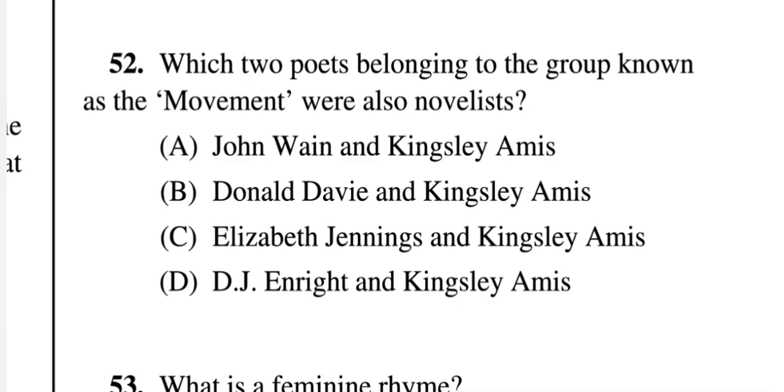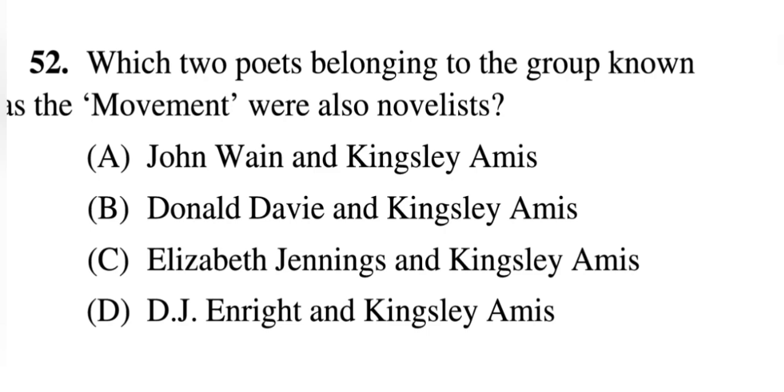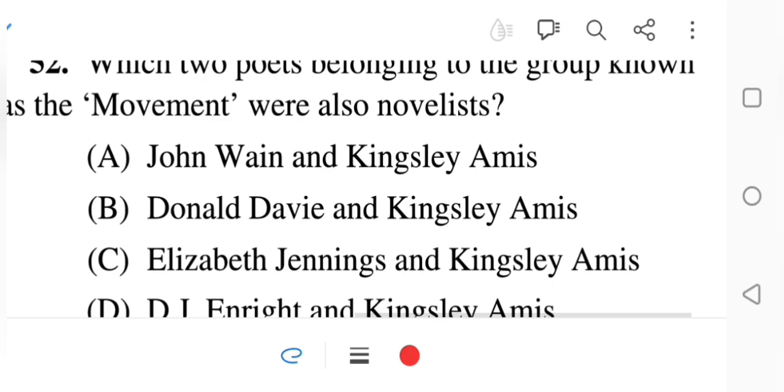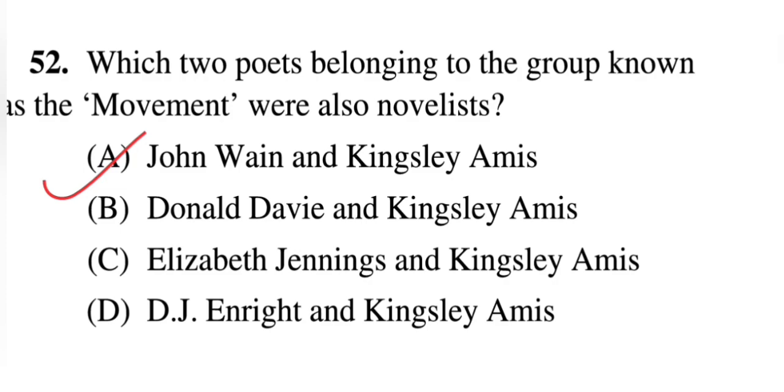Number 52 we have got. Which two poets belonging to the group known as the Movement were also novelists? John Wain and Kingsley Amis, Donald Davie and Kingsley Amis, Elizabeth Jennings and Kingsley Amis, D.J. Enright and Kingsley Amis. Kingsley Amis is repeated in all options, which means he is correct. Now we have to find the other correct option. The correct answer will be John Wain and Kingsley Amis. These are the two poets who belong to the group known as the Movement, and they were also novelists.